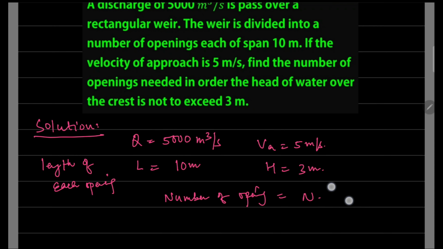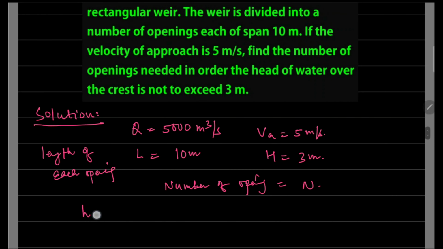Using this approach, we will figure out the HA value. HA value is V square divided by 2G, and this will give us 5 square divided by 2 multiplied by 9.81, and this will give the answer of 1.27 meter.